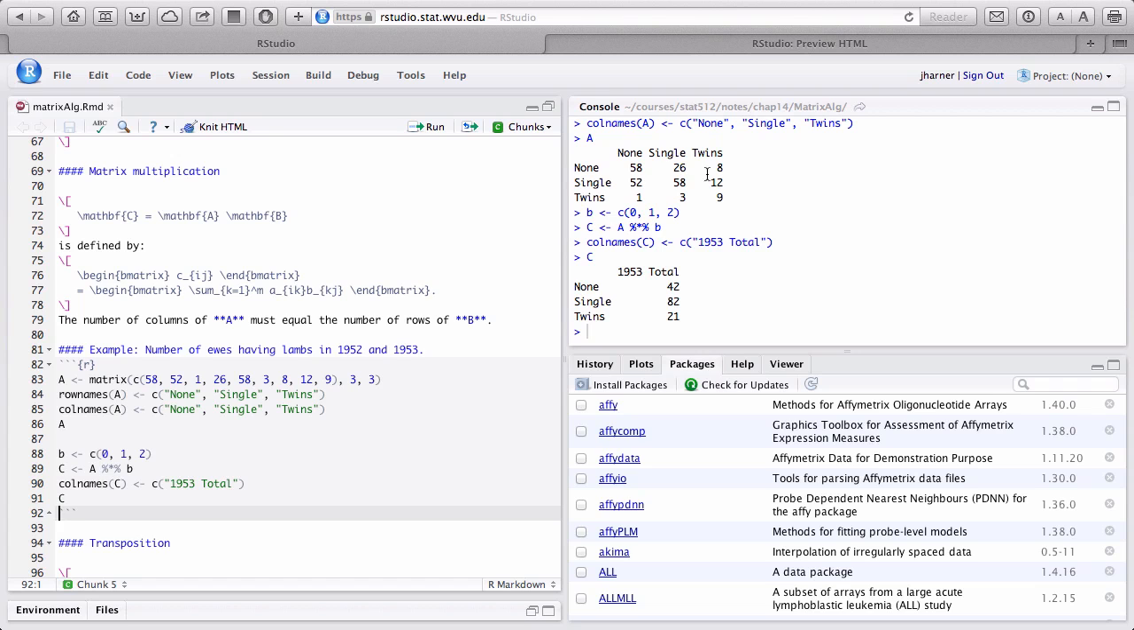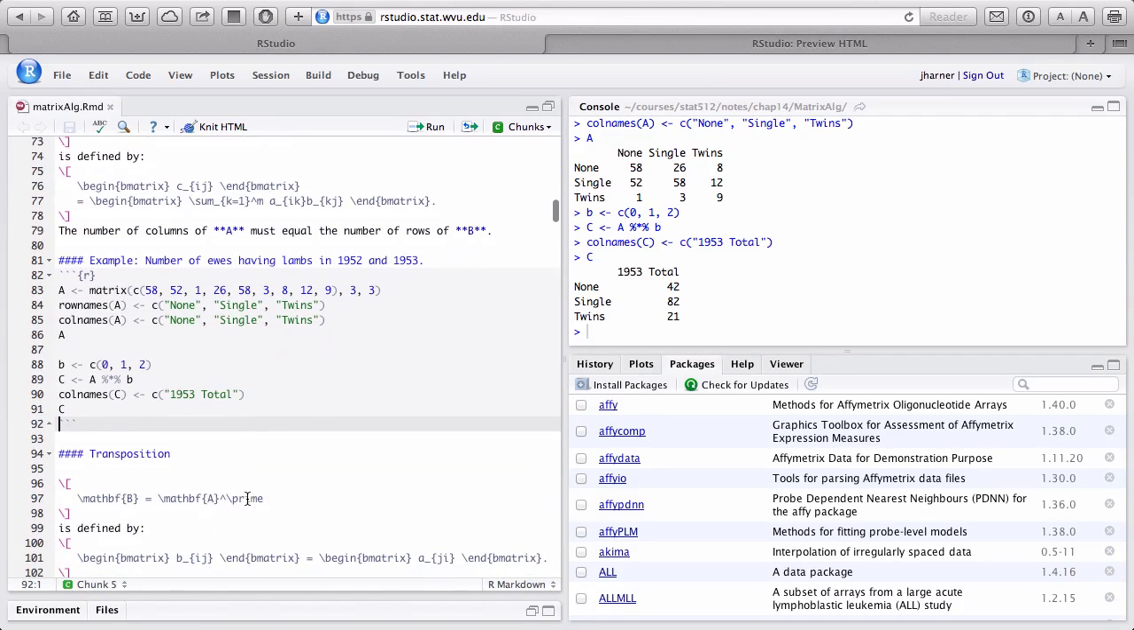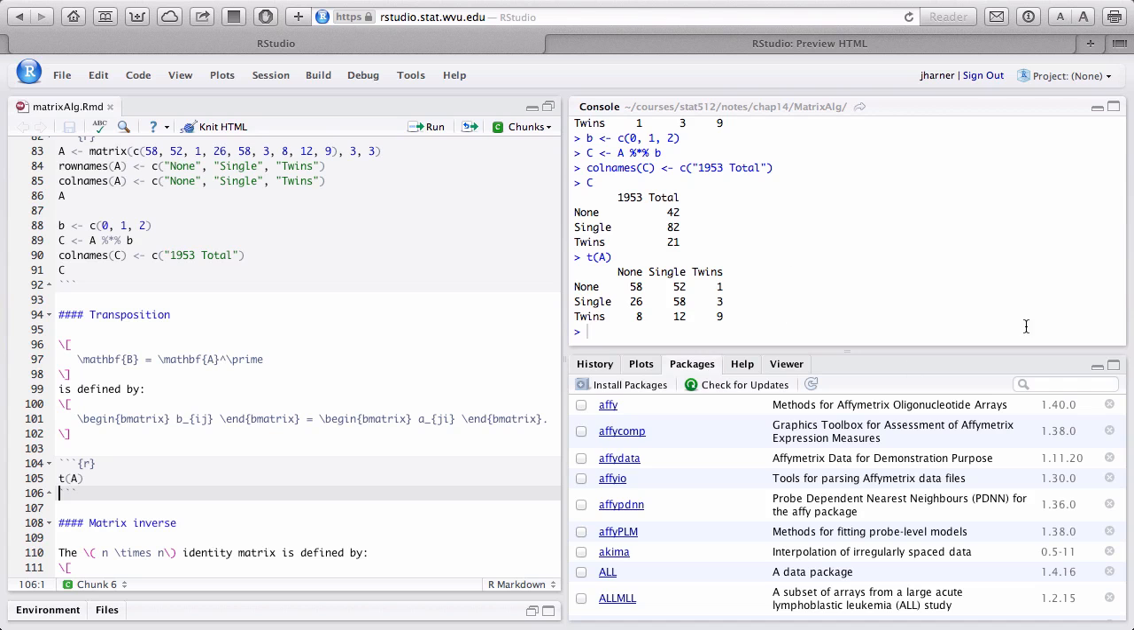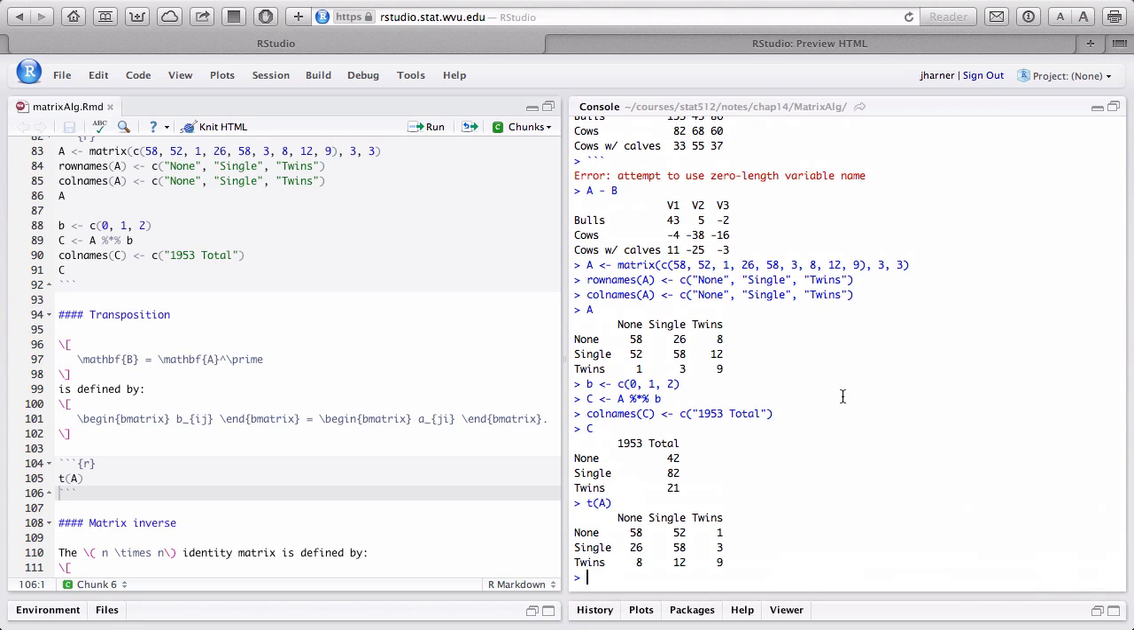So that's a simple matrix multiplication in R. Any questions? What is the transpose of A? Transpose interchanges rows and columns. So look at the matrix. If I compare A to the transpose of A, it interchanges the rows and columns. So the first column of A is 58, 52, 1. That becomes the first row of the transpose. Any questions on that?